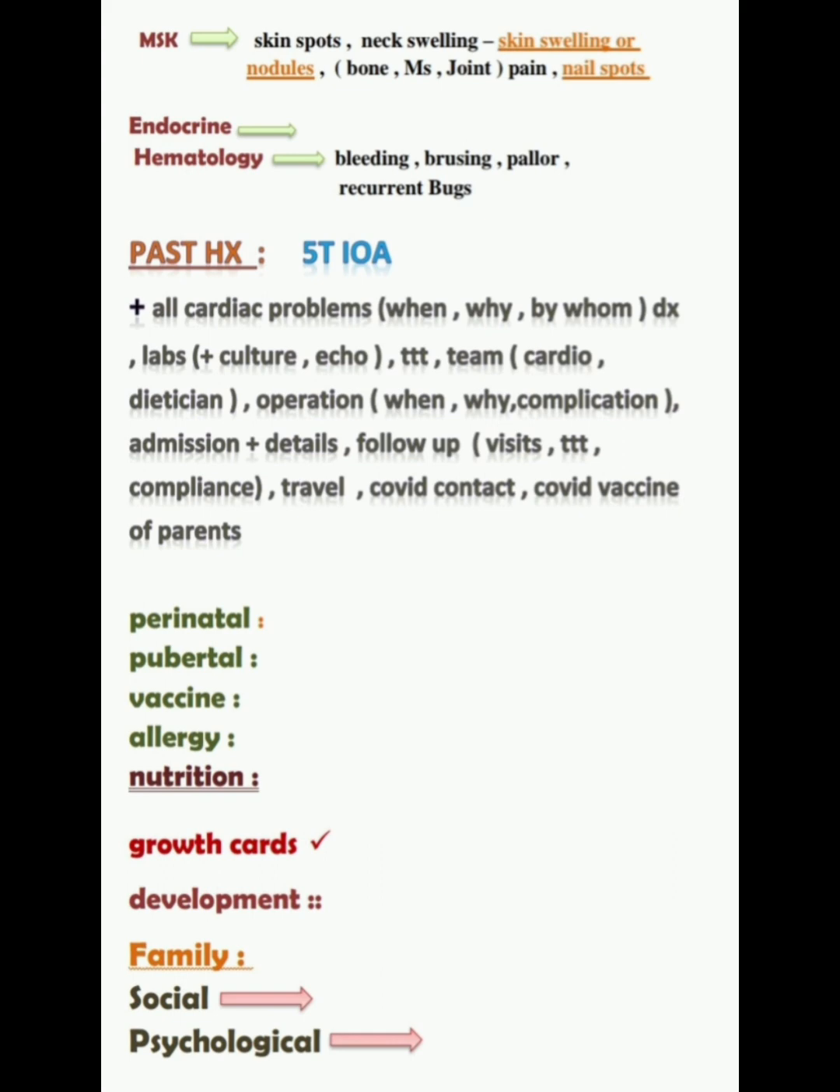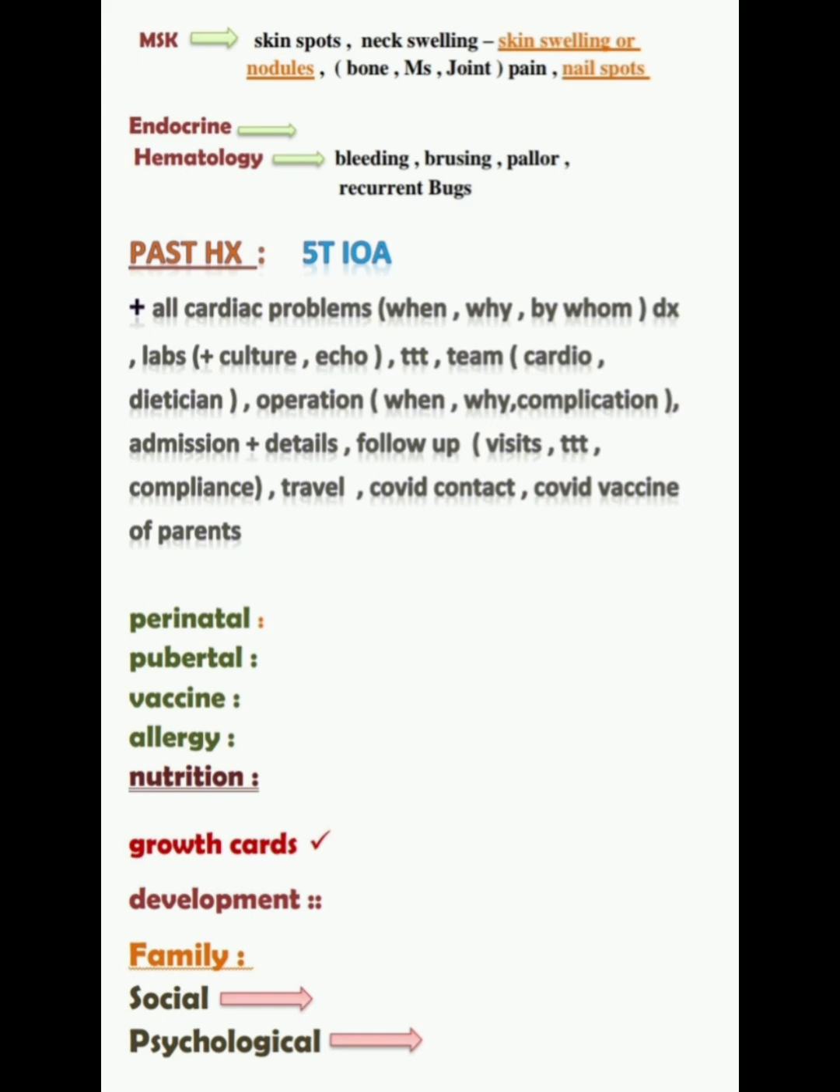Past history, easy: 5T IOA. 5T is trauma history and previous treatment history he is going on, any traveling history, any team involved for his treatment, any blood transfusion history. IOA is investigation, onset and admission of previously, we will ask.